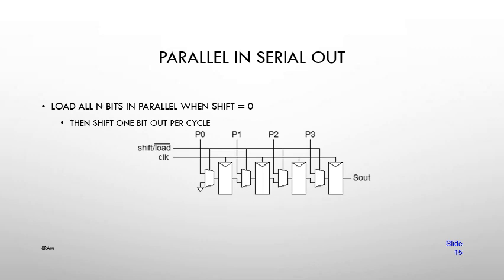After that, parallel in serial out. Load all n bits in parallel when shift equals 0. Then shift 1 bit out per cycle. This is how shift registers are mostly used. Left or right shift is followed in the serial in parallel out and parallel in serial out registers.